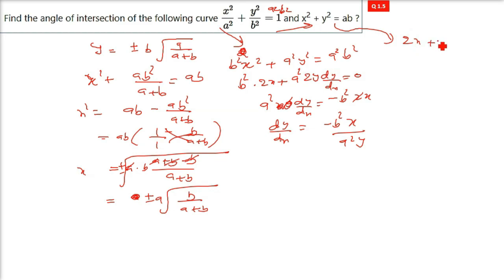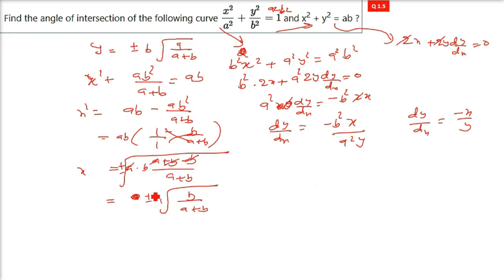Now the slope of the second equation also we are going to find out. 2x plus 2y dy by dx is equal to 0. 2 you can cancel. This y dy by dx is equal to negative x. So negative x by y. dy by dx is negative x by y. So you have now the slopes of the lines, that is m1 and m2.